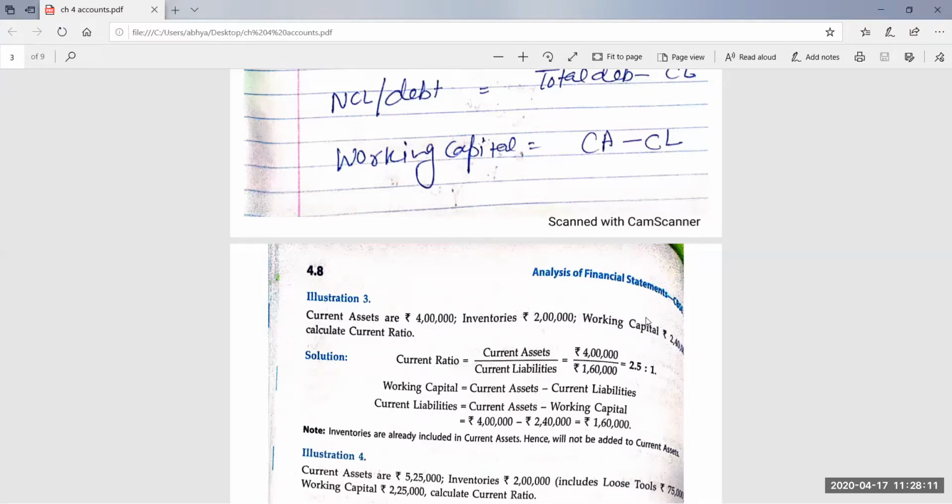Calculate current ratio. Give me your answer fast in private chat. Please give me answer privately. I have given you 2 minutes to solve. It's very much easy question. Write the formula. Find out current assets, current liabilities by using working capital formula. Current assets are always already given. So you have to just find out current liabilities by using the working capital formula fast.